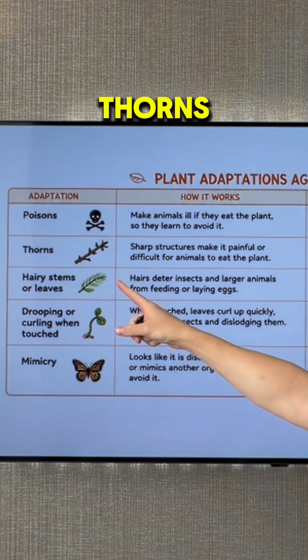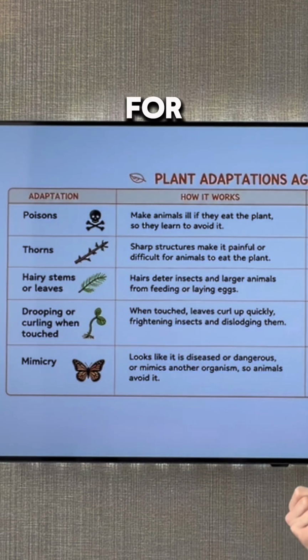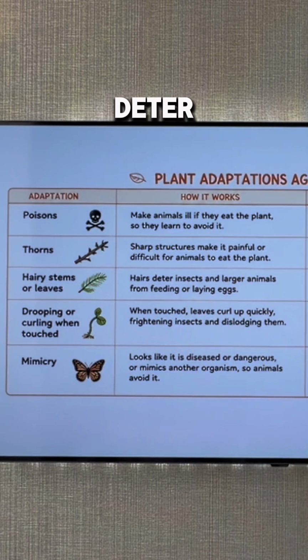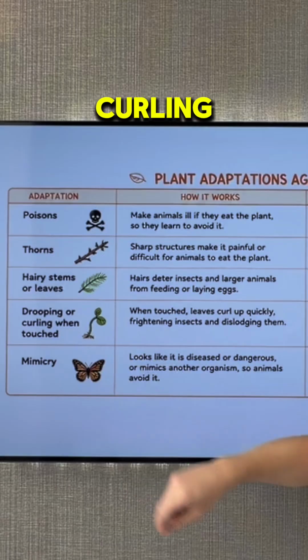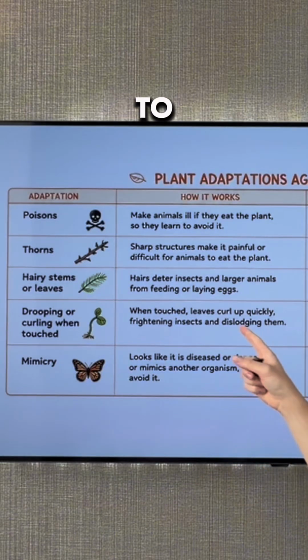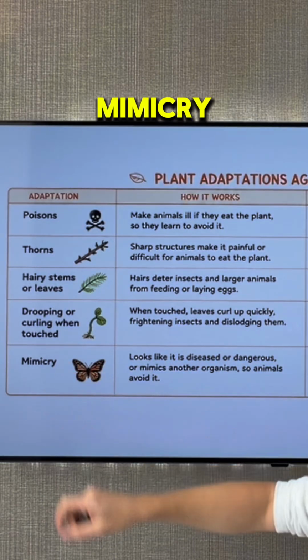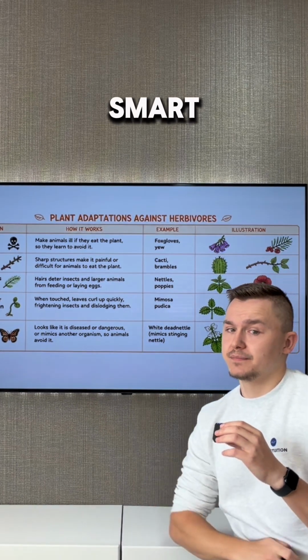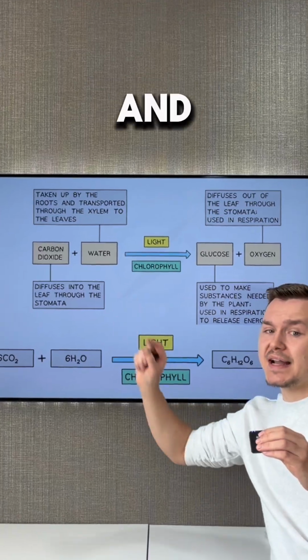Some plants have thorns, sharp structures, which make it painful for animals to try and eat the plant, hairy stems and leaves to deter insects, drooping or curling when touched, again to frighten insects, and mimicry, which is where a plant looks like it's diseased or dangerous, so animals try to avoid it. Very smart. For photosynthesis, we need to remember the word and the symbol equation.